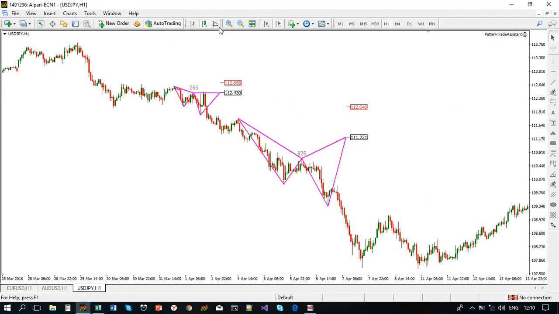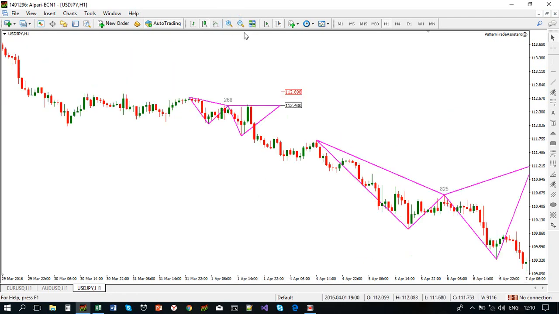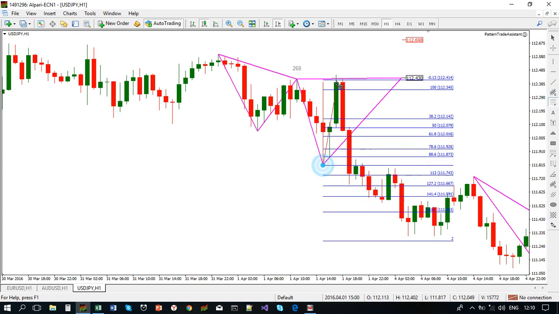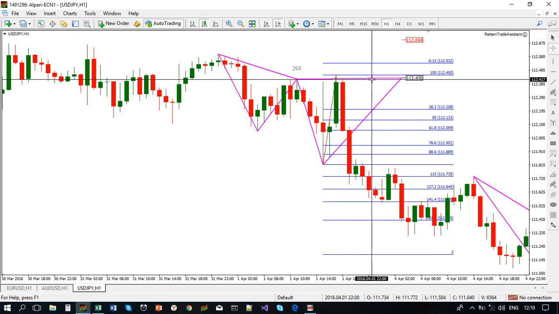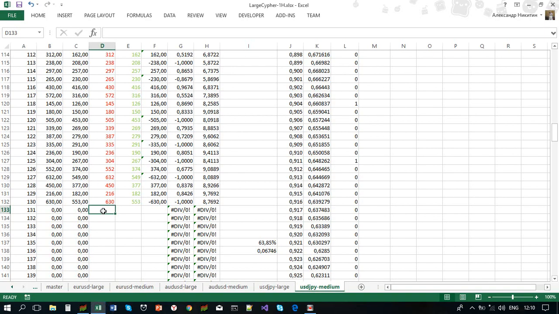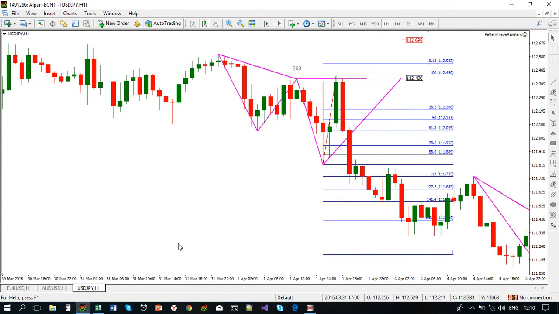Didn't trigger. Oh, this small pattern here, look at it. Okay, triggered and hit targets. 22.2, 26.8, 26.8, 22.2, and it is a winner. Okay, done.